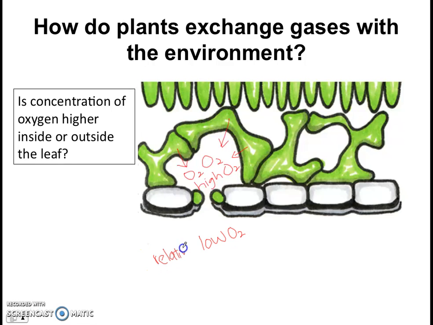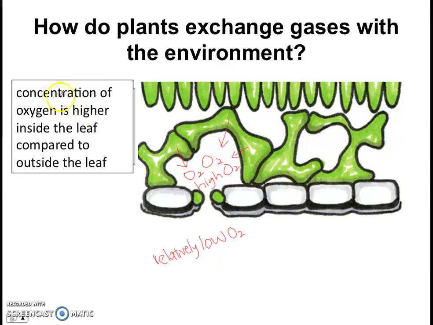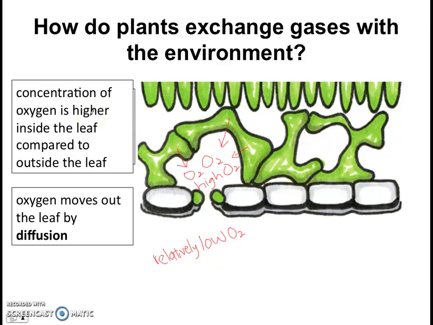lower. Right? This word relatively is very helpful. It means in comparison to. So concentration is relatively lower on the outside compared to the inside. Concentration of oxygen is higher inside the leaf compared to outside the leaf. And as a result, oxygen will move out of the leaf by diffusion. As such, oxygen moves out by diffusion.